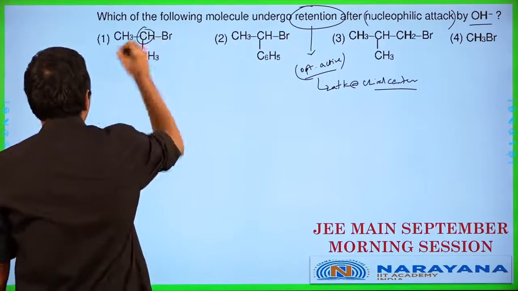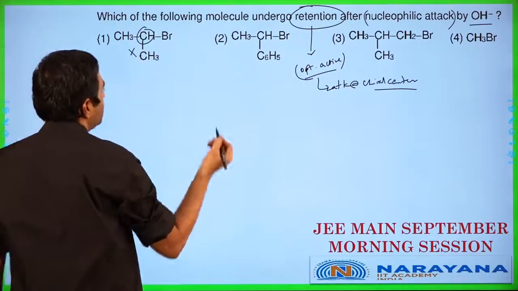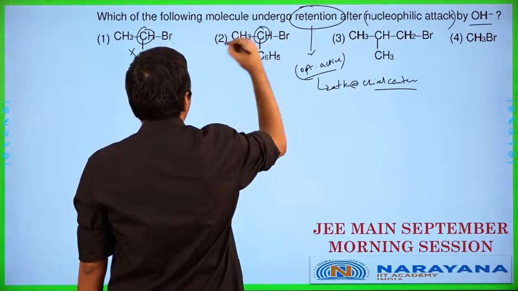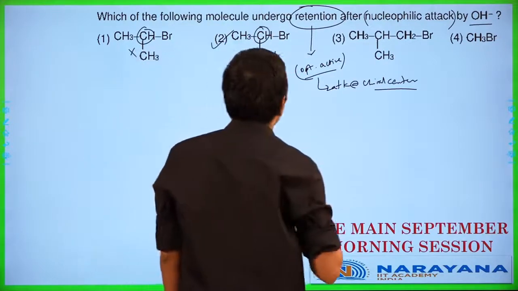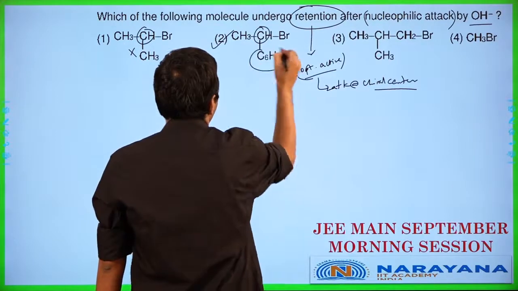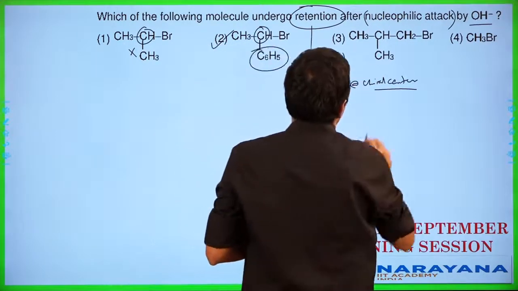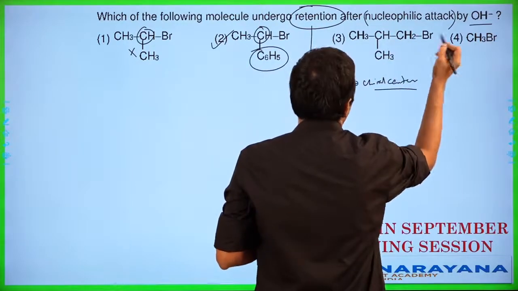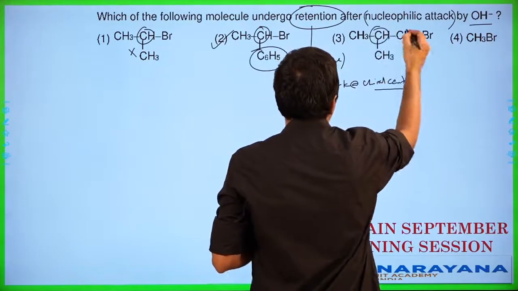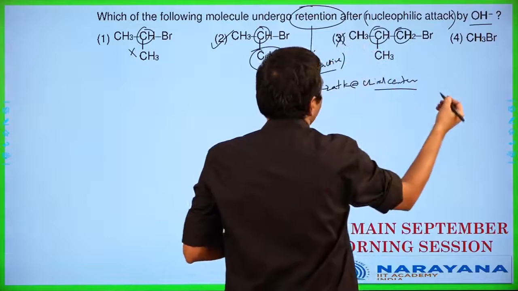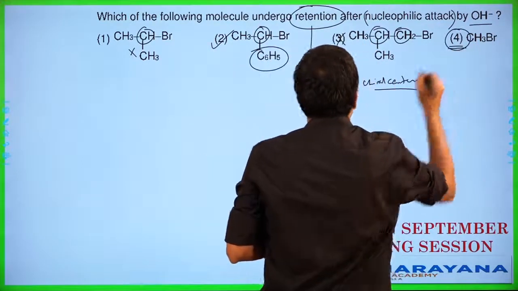So this carbon over here is not going to be chiral, so no chance over here. This carbon happens to be chiral, so retention is possible over here in this case because of the benzene ring effectively helping over here in this particular scenario. Next, we are going to be having CH3, CH2, okay, not a chiral center. This is not chiral, this is also not chiral, so this is also not applicable. This is also going to be not applicable here.